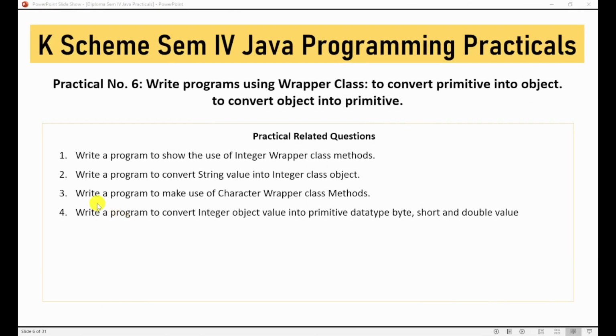Now the third question is: write a program to make use of Character wrapper class methods. Here we have to use the Character wrapper class, and we have to use its methods by creating an object of the Character wrapper class. So, moving directly to the code.